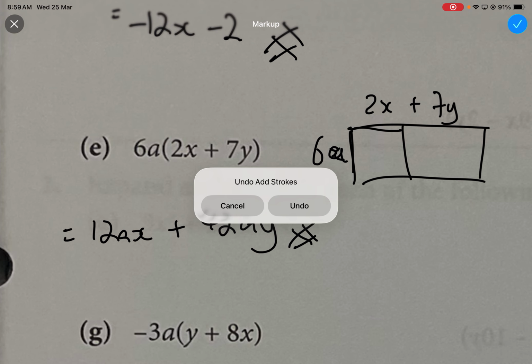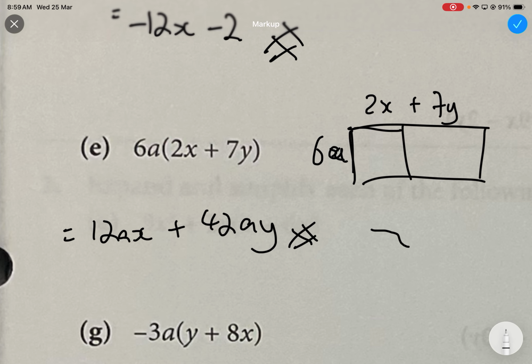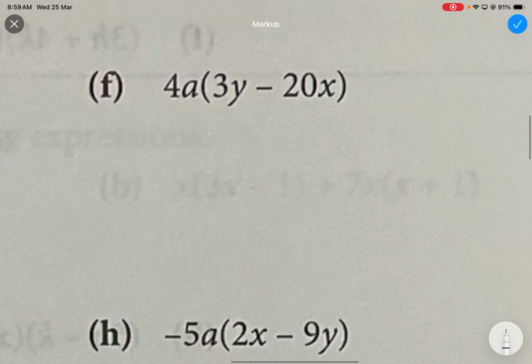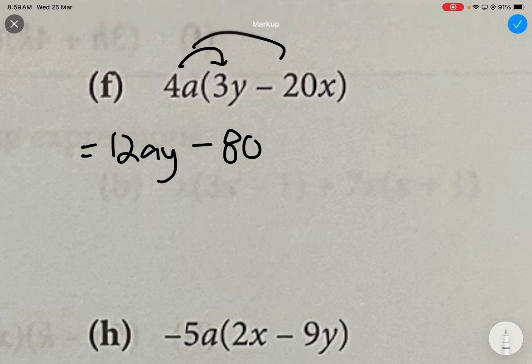So 2a times 3y is 6ay. 2a times negative 10 is negative 20ax. Then, when I subtract this expansion, I must subtract 7ax. I must subtract negative 56ay. When I subtract negative, it becomes positive.